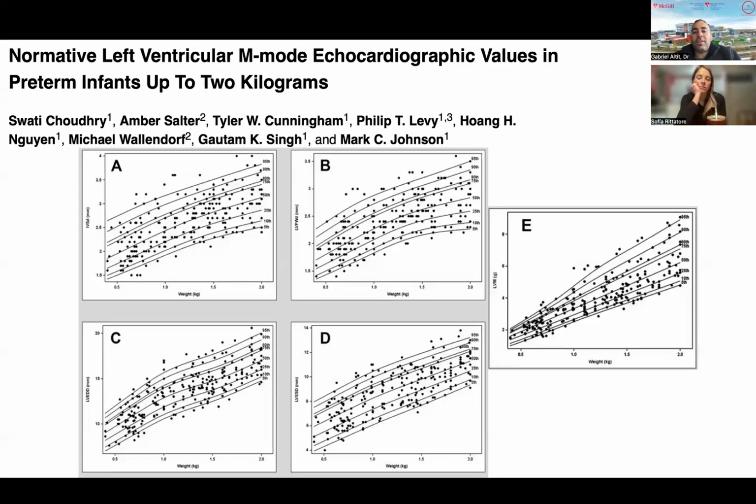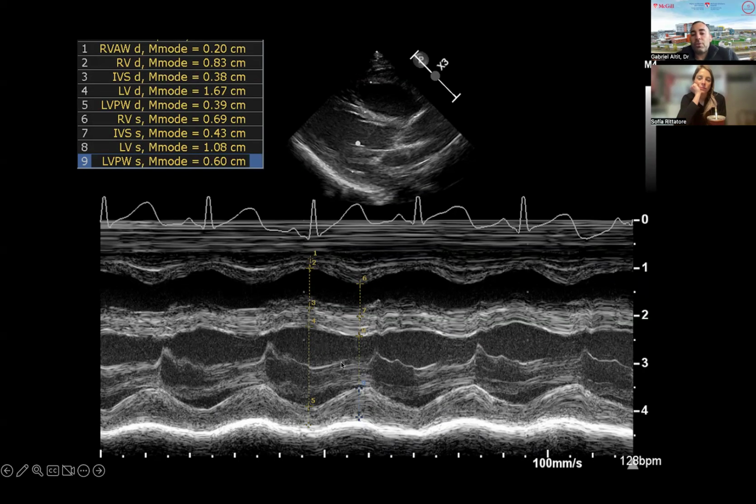So there are normative values that have been published. They're here. You can use M mode not just for shortening fraction, but also to calculate hypertrophy. So you would look at the posterior wall in diastole, so when it's completely filled, how thick that is. We call this the left ventricular posterior wall diameter. You can also look at the septum, and there are equations to combine these things and get an estimate of the mass of the left ventricle.